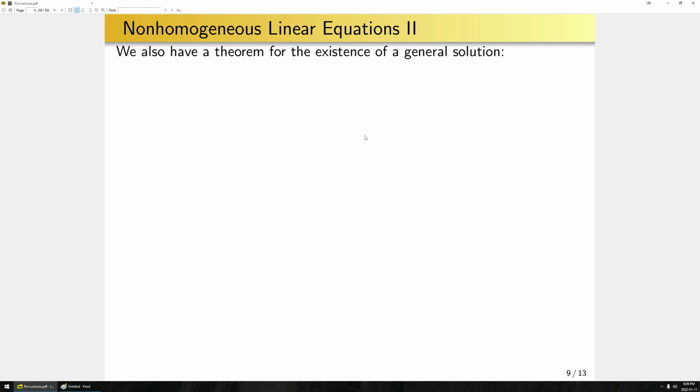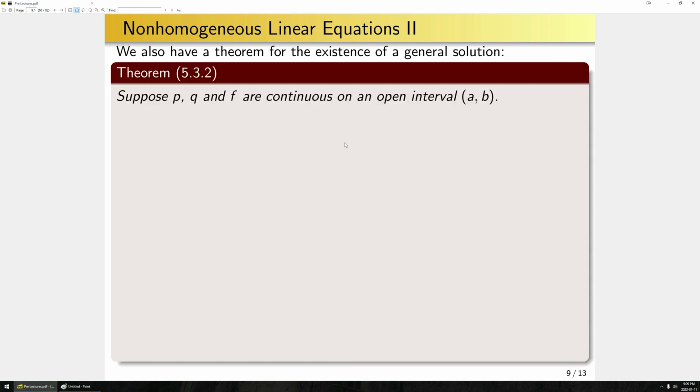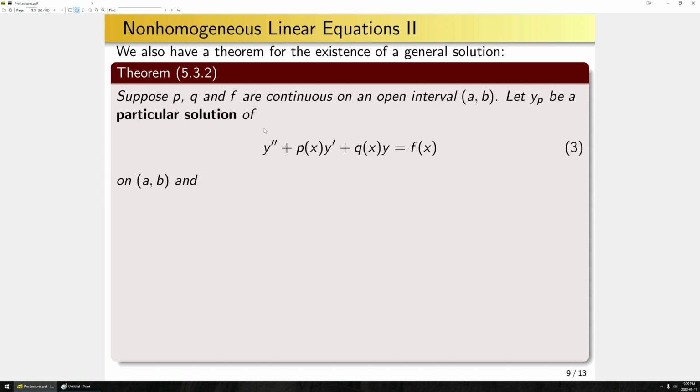Okay, so let's introduce a theorem for the existence of a general solution here. So suppose P, F, and Q are all continuous on an open interval AB, and suppose that I can find a particular solution of this differential equation on AB. Okay, here I might not actually be able to find this particular solution. It does exist, but I might not be able to find it in practice. But yeah, so this thing exists.